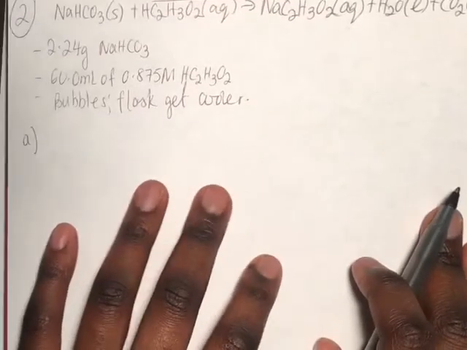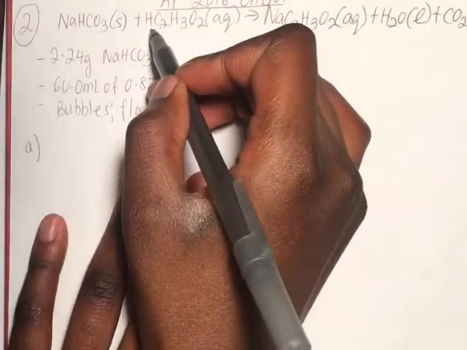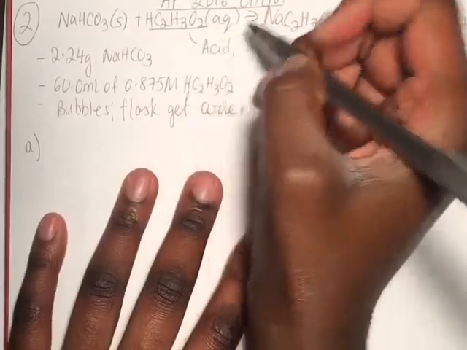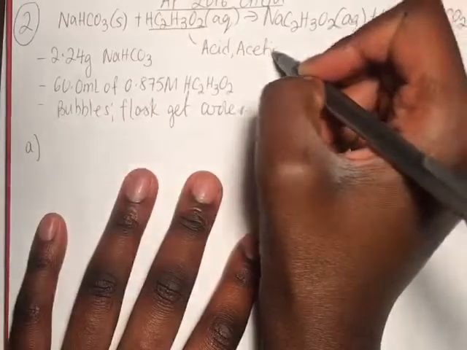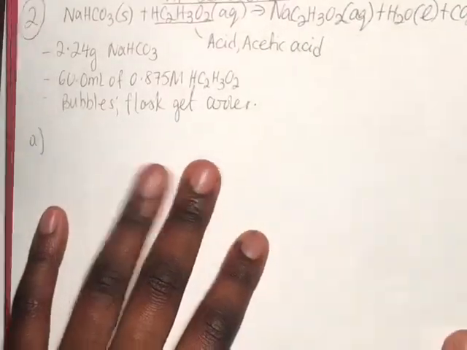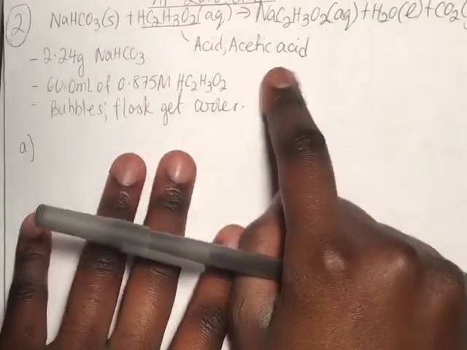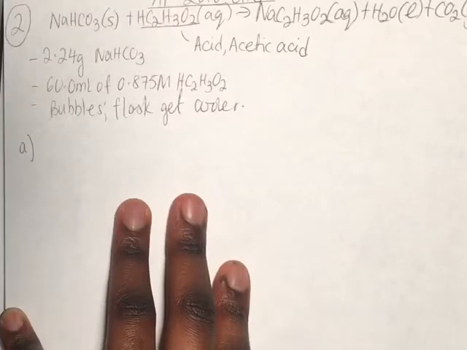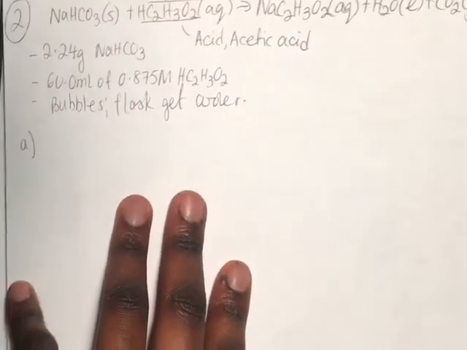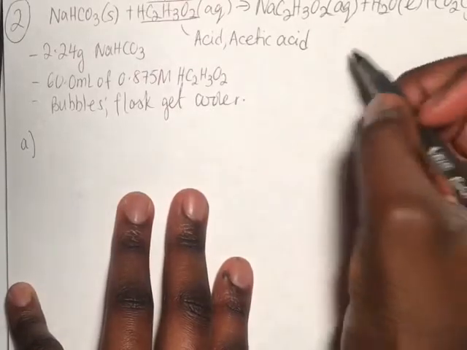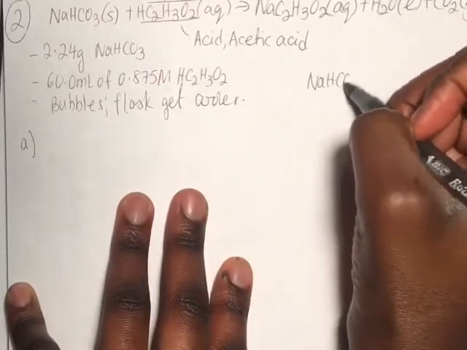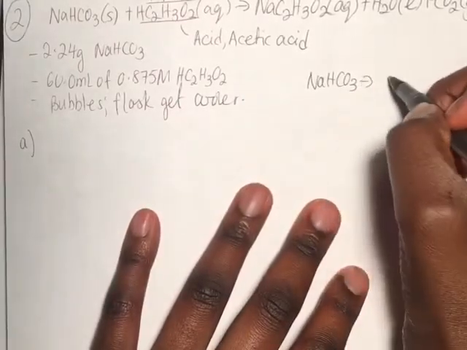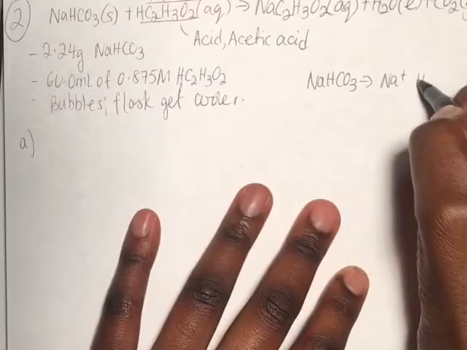So if we look at one of the reactants, this is an acid. Specifically, it's acetic acid. Because we know that this is an acid, this should give us a hint that this is an acid-base reaction. But why is it an acid-base reaction? If we look at NaHCO3, when this dissolves, it will make Na+ and HCO3-.